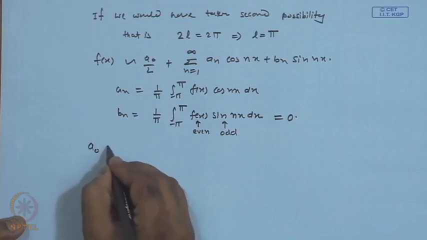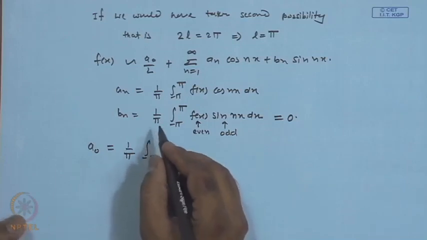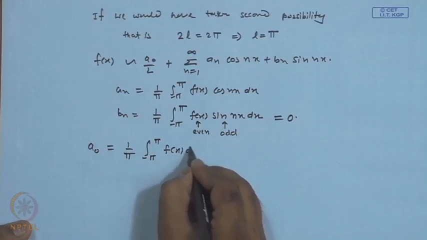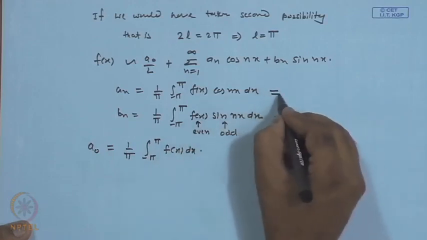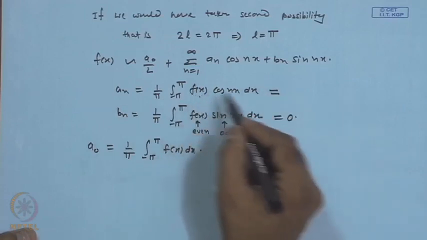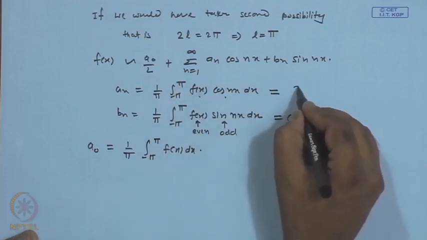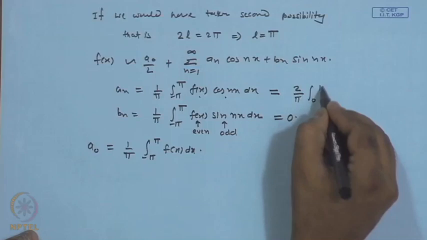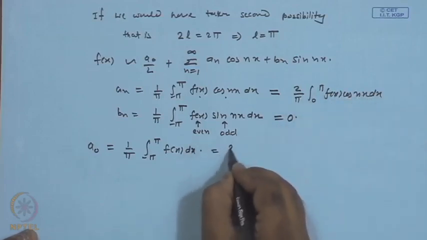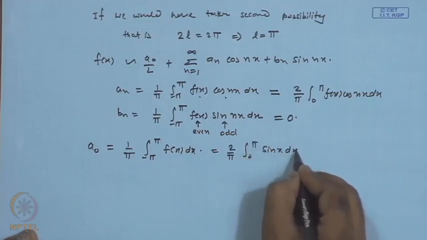So, now this a naught, we can calculate: 1 over pi, integral from minus pi to pi, f x dx. And in this case also, let me simplify this: a n will be, because here it is an even function, so the product is even. So minus pi to pi will be 2 times 0 to pi, and we have f x and cos n x dx. So this is 2 over pi, 0 to pi, and this is sin x only, dx.